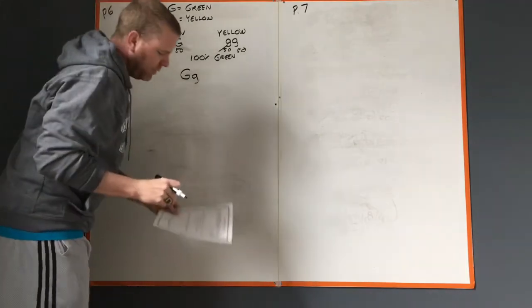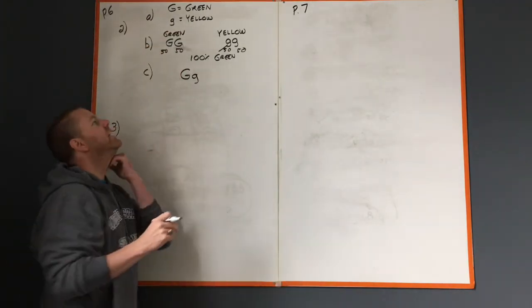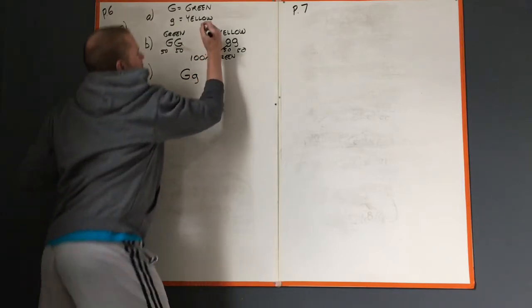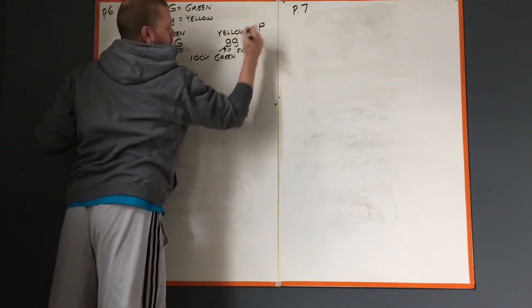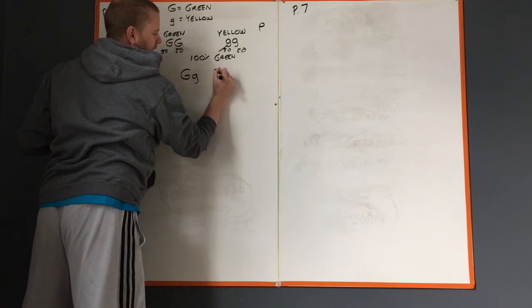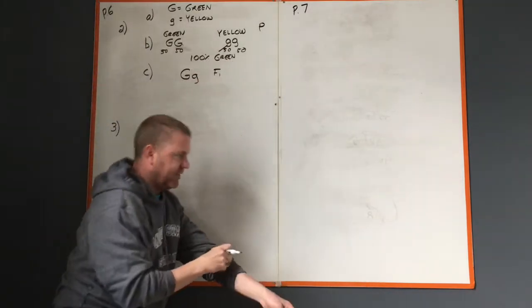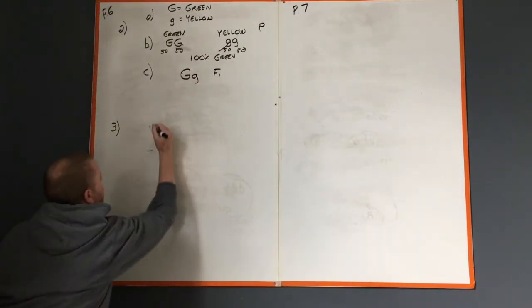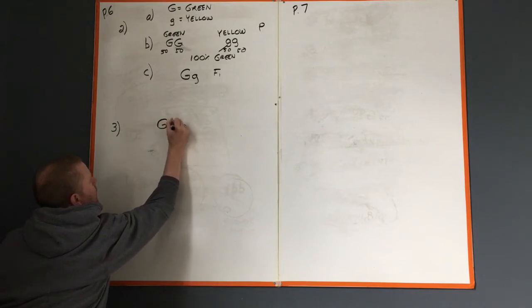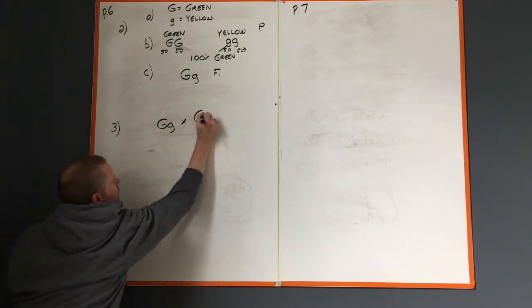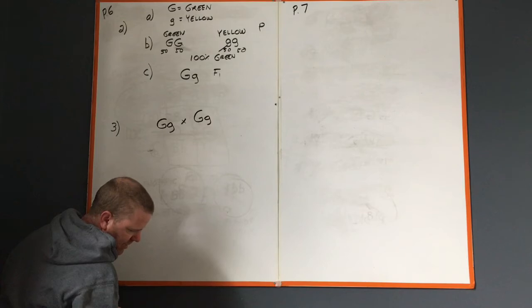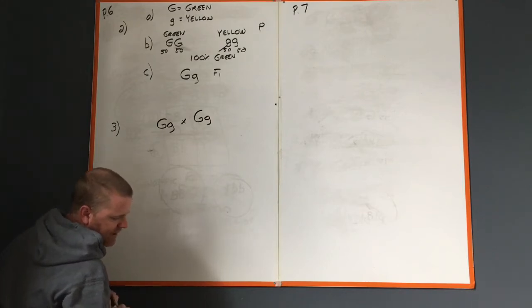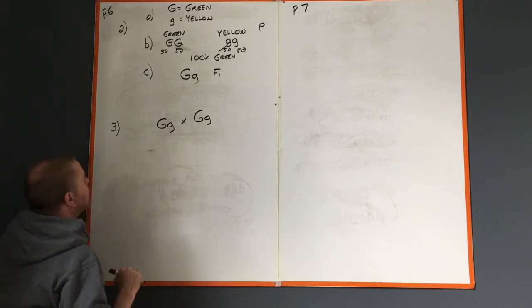Now, number 3 says, okay, now we're going to take some of these F1s, right? Because these were the P parents here. This was the P generation. These would be the F1, and it's saying if we crossed them. So if we take a big G, little g, and cross it with a big G, little g, okay? And question number 3 says, use a Punnett Square to find out genotypic and phenotypic ratios.